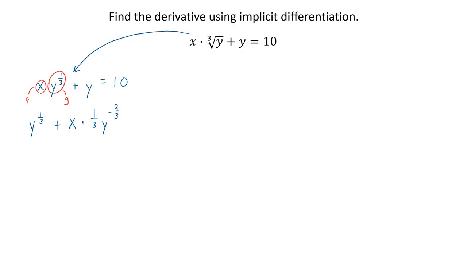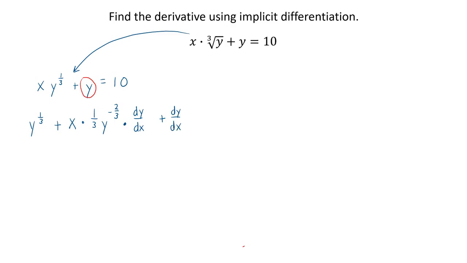The derivative of the outside function, y to the 1/3, is 1/3 y to the negative 2/3. And we multiply that by the derivative of the inside function, y, which is dy over dx. Now we differentiate the second term, y. And here again, we'll have to use implicit differentiation. The derivative of the outside function, y to the first, is just 1. And the derivative of the inside function, y as a function of x, is dy over dx. And that gives us 1 times dy over dx, which is just dy over dx.